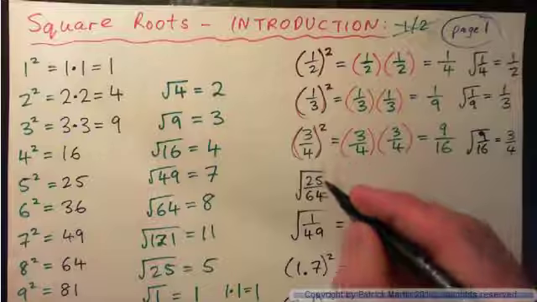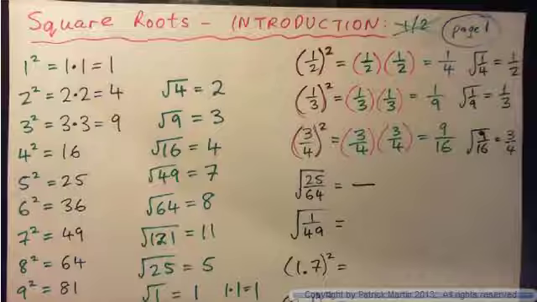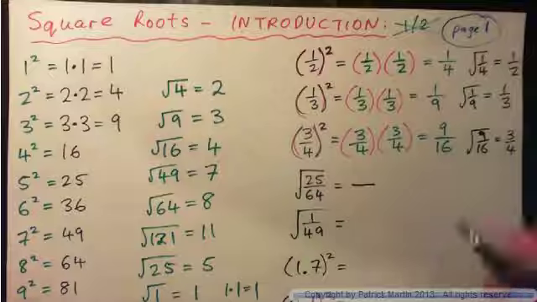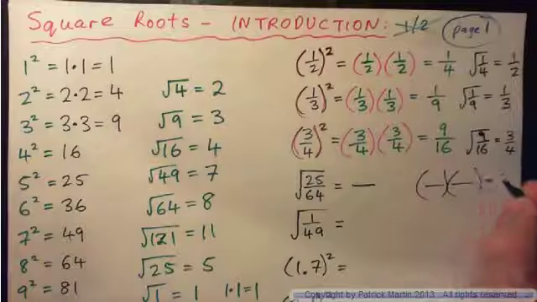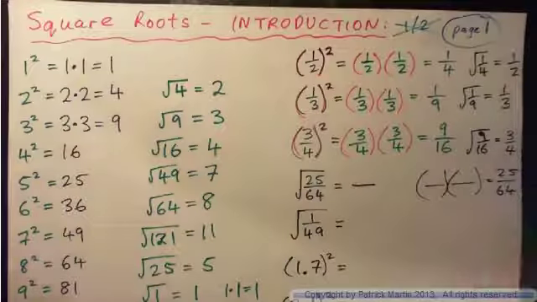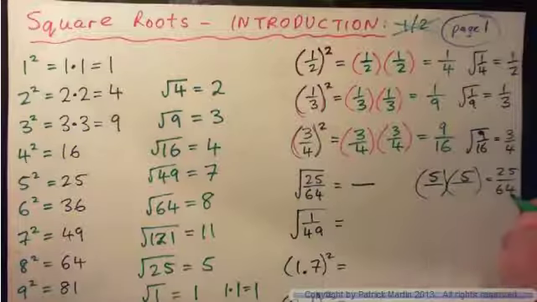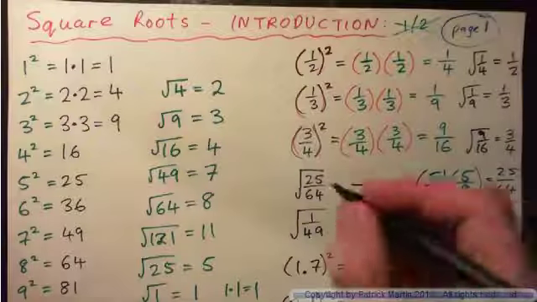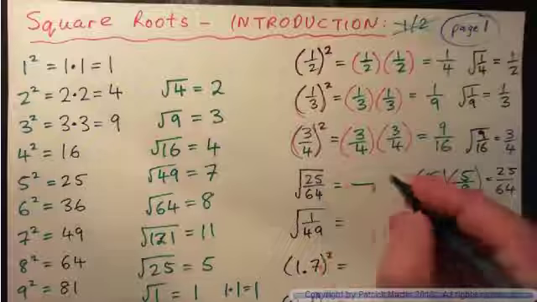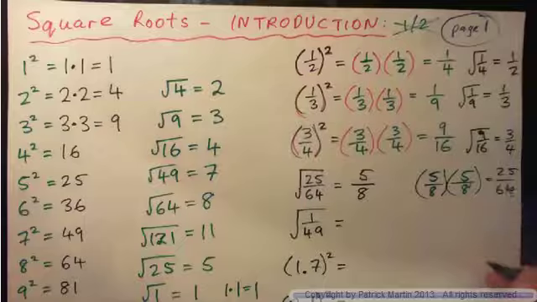How about this one? What number times itself gives 25/64? Any idea? It's a fraction, right? Take a wild guess. What do you think? The two tops of the fractions have to multiply to 25, right? So what times itself gives 25? Well, it's got to be 5. 5 times 5 is 25. What times itself gives 64? 8, right? 8 times 8 is 64. So root of 25/64 is 5/8, because 5/8 times 5/8 would give you 25/64.